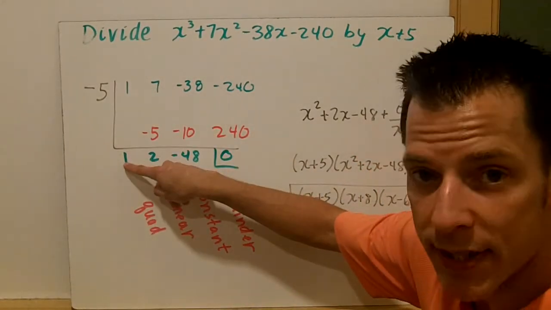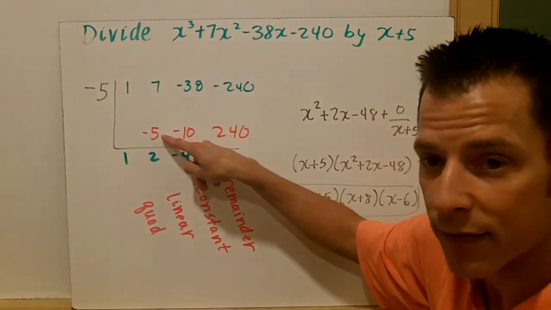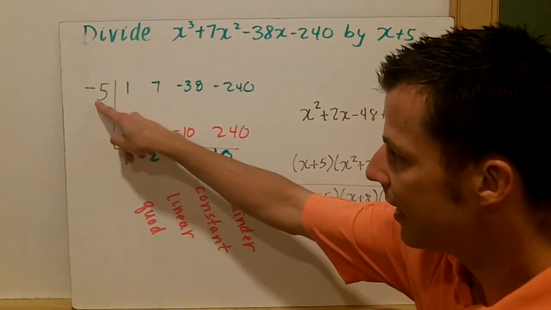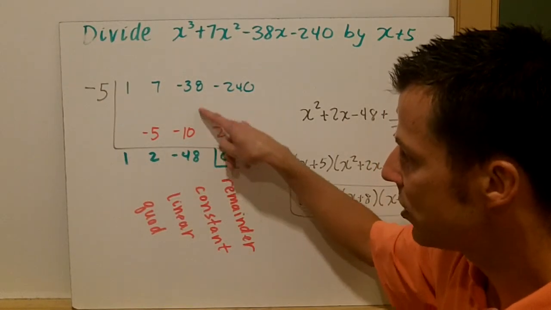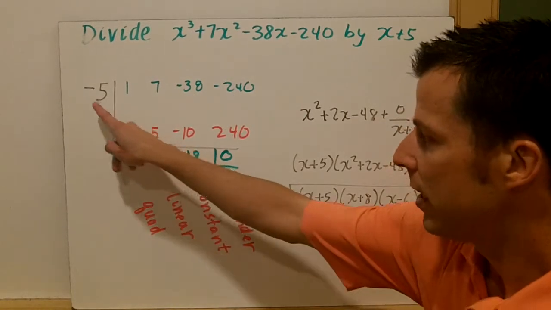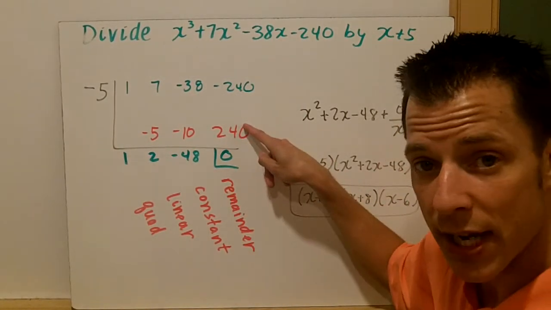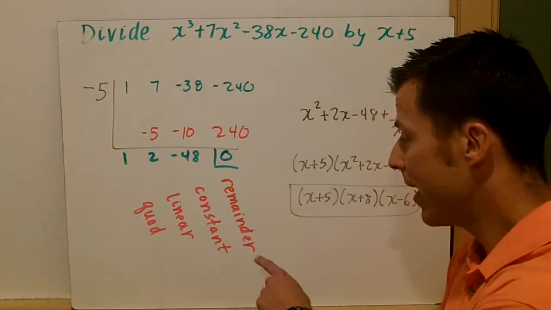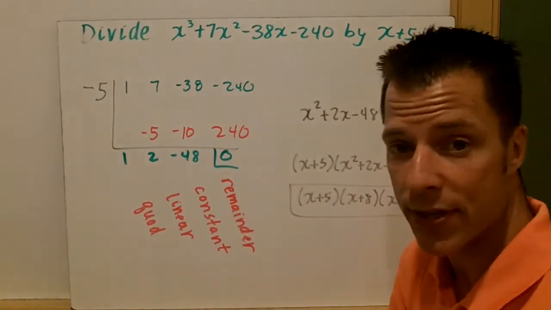Leading coefficient comes down. Negative 5 times 1 is negative 5. 7 plus negative 5 is 2. Negative 5 times 2 is negative 10. Add these two together, you get negative 48. Negative 5 times negative 48 is 240. Add those together, you get 0. My remainder is 0. X plus 5 would be a factor of this.